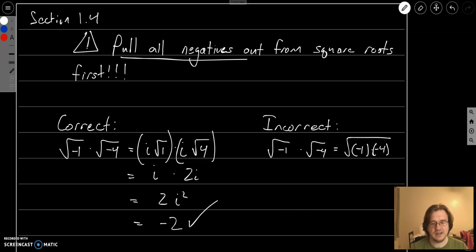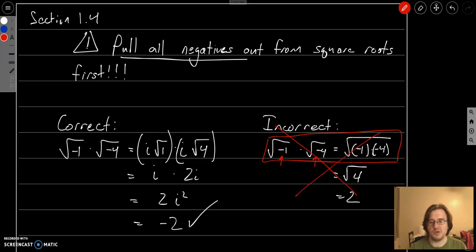But if we did, -1 times -4, negative signs cancel out. 1 times 4 is just 4. And the square root of 4 is 2. This is incorrect. We don't want to do this. And what's important is that this first step we can't do if there's negative signs involved. If there's negative signs involved, we can't multiply what's underneath the square root signs first. What we need to do is pull out the negative sign as an i.